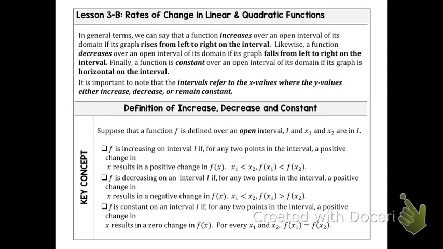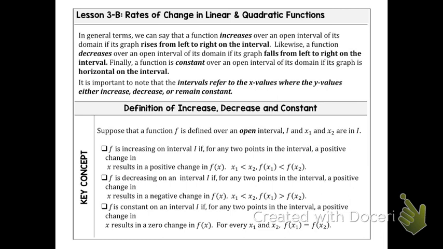All right, lesson 3B. Still talking about the rates of change in linear and quadratic functions. It starts out here talking about increasing, decreasing, and constant. Now, we already talked about this. We actually already did these first couple slides in one of the previous lessons, so I'm just going to run through it.